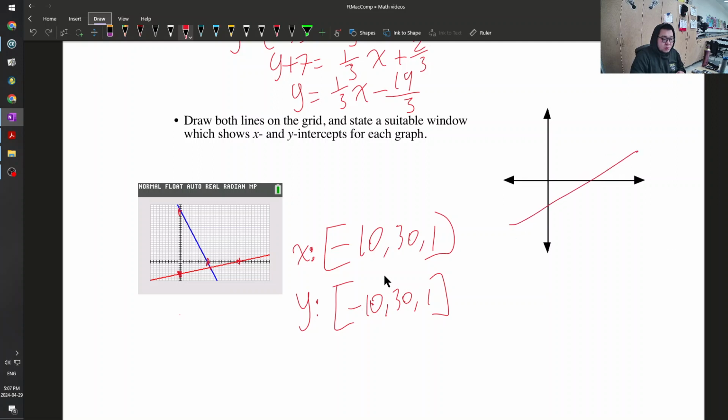Quick sketch looks like this, this and this. We should label the lines. Usually the blue line is the first one. This is L1. This is L2. Again, don't forget the window settings. If you don't have it, you'll lose marks on the test.